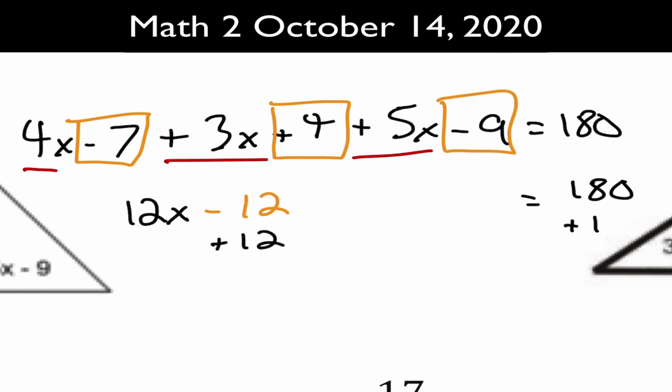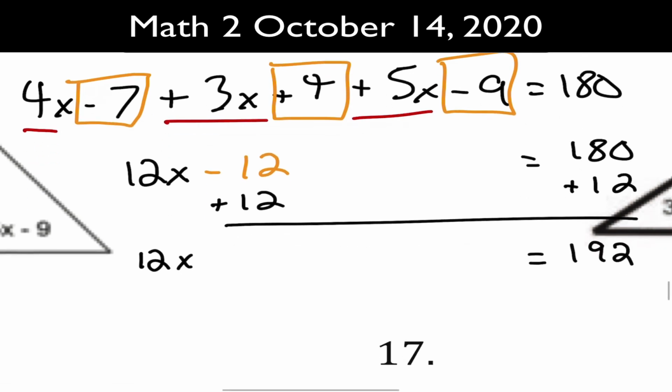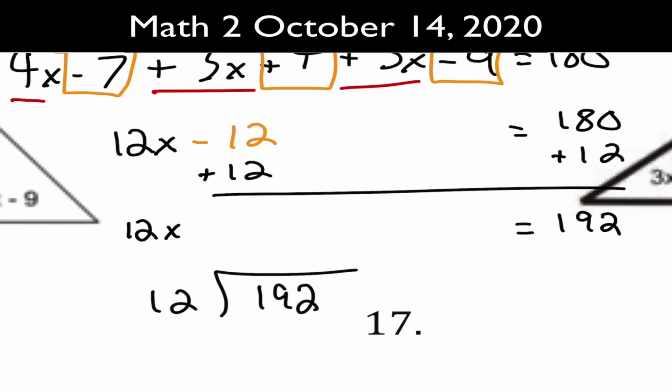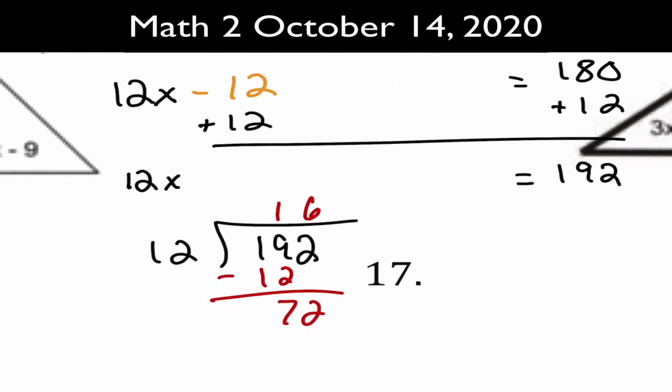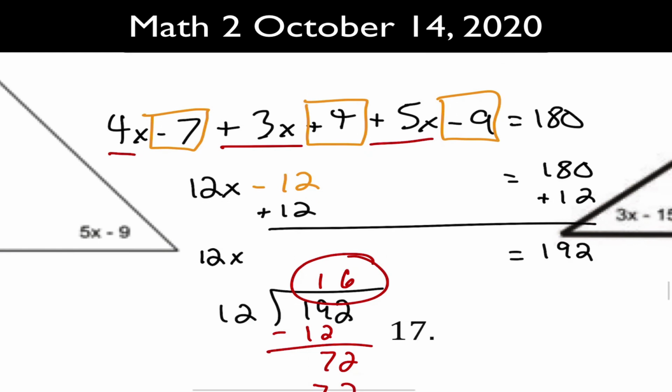Let's isolate the variable, trying to get it by itself. We're left with 12x equals 192? Yep. And then let's just divide 192 by 12. Oh, let's slide that over. We have 1, 6, and nothing left over. So what does 16 actually represent? 16 is the value that we get when we solve for x.